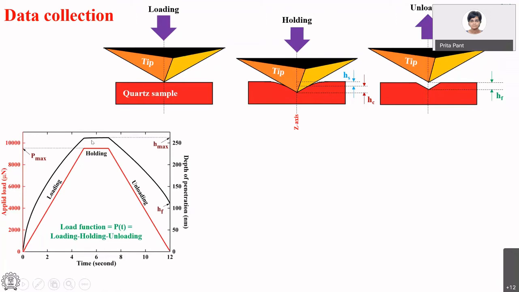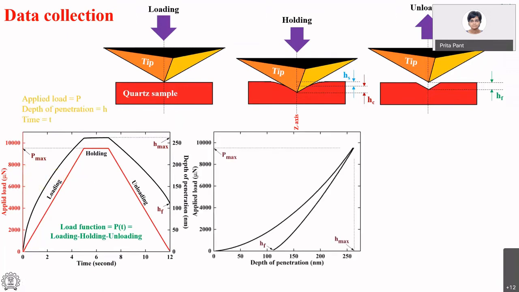That's the displacement response. Okay, so that's the displacement that we are measuring from the instrument, and you can see that H final is labeled here. Okay, now, so you've got the applied load, you've got the depth of penetration. What does this data look like?